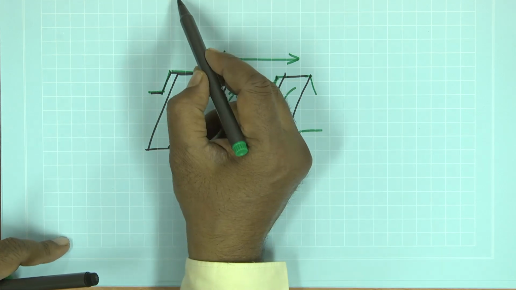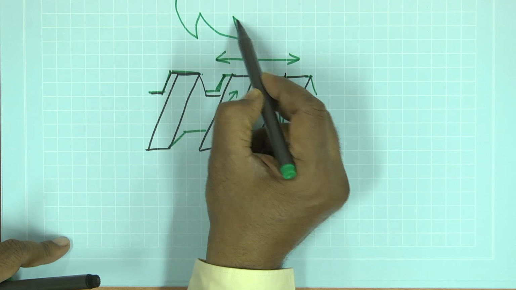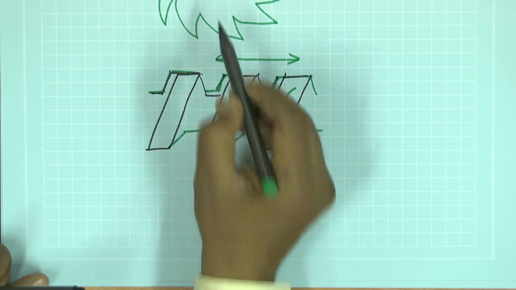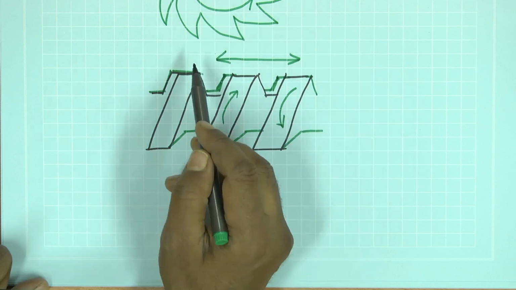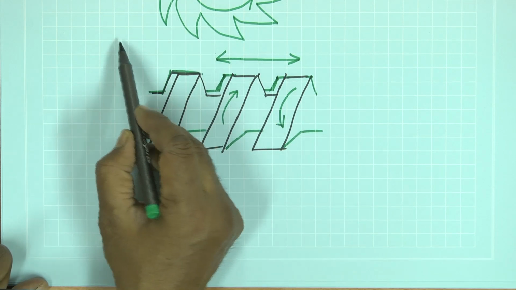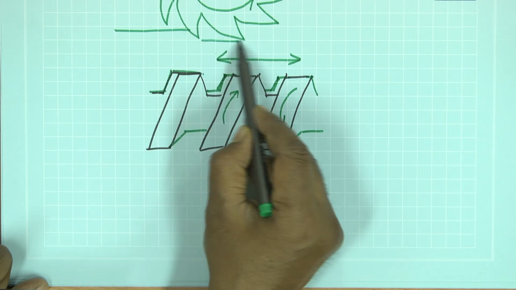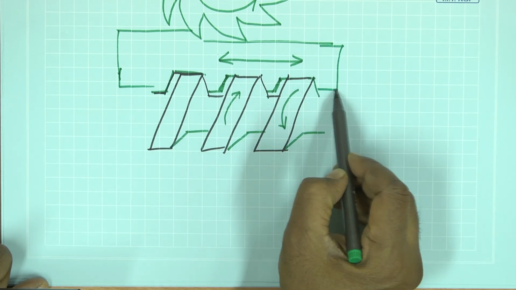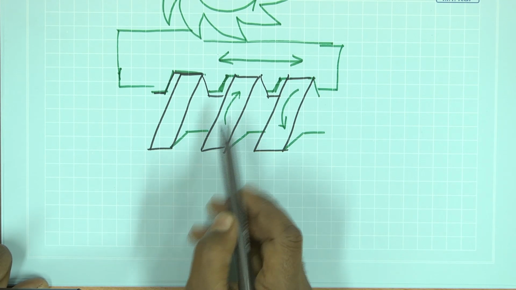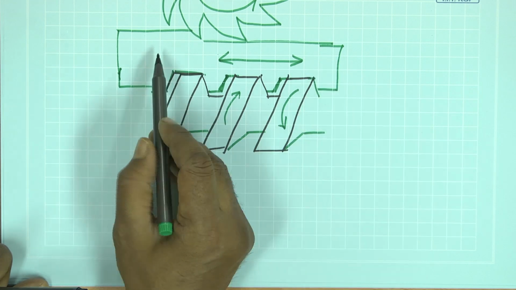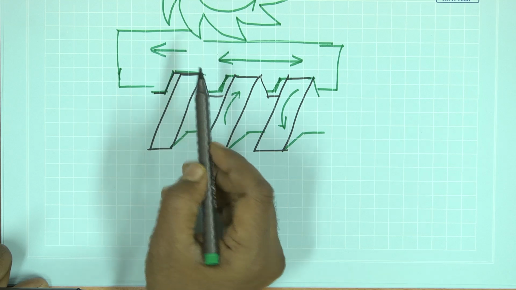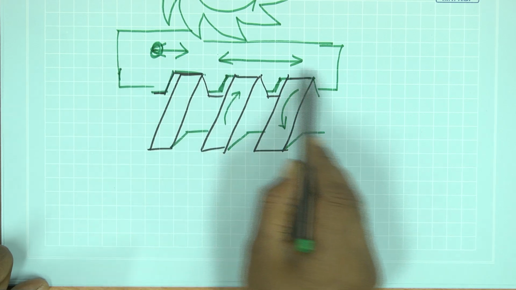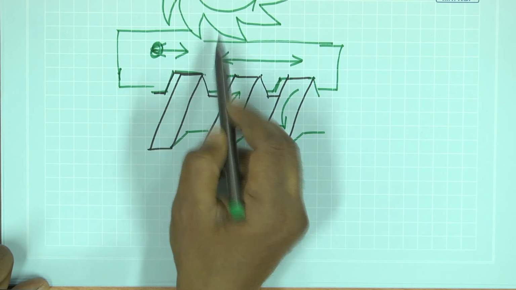When you are doing down milling, these are the teeth of the cutter. I hope the cutter can be seen. Say the cutter is moving this way, and in down milling you are coming down the cut. So, if this is your job, it is located just on the nut, and therefore this job is moving this way. The job is moving this way and the cutter is moving this way, and it is cutting material.